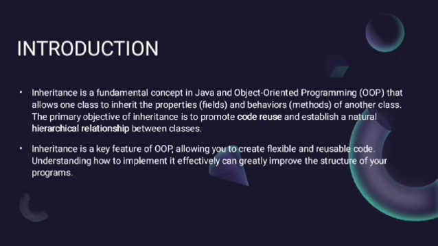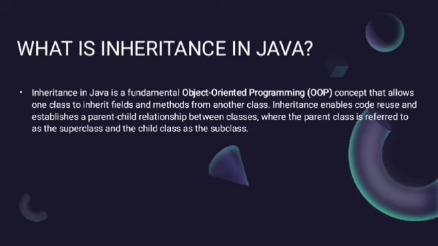Inheritance represents the is-a relationship, which is also known as a parent-child relationship. What is inheritance in Java? Inheritance in Java is a core concept of object oriented programming that allows a class to inherit fields and methods from another class. It enables code reuse, makes it easier to manage code, and establishes a relationship between classes. In Java, inheritance is implemented using the extends keyword. This forms an is-a relationship, meaning the subclass is a type of the superclass.